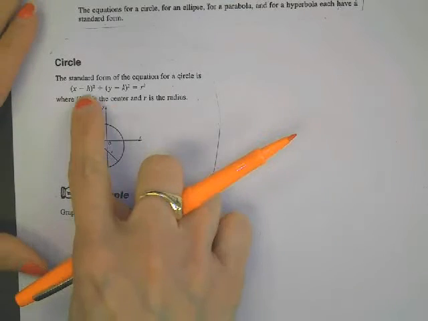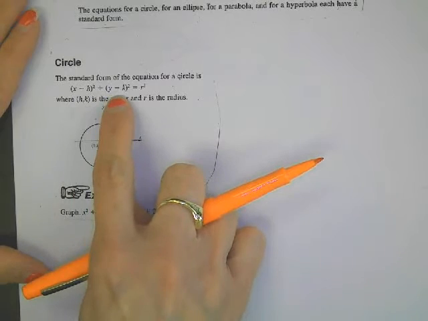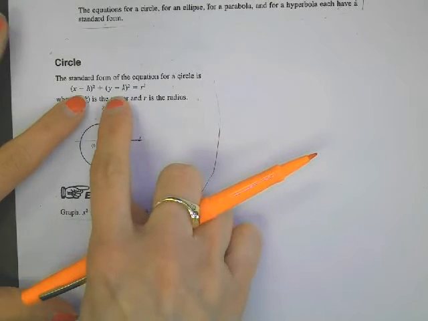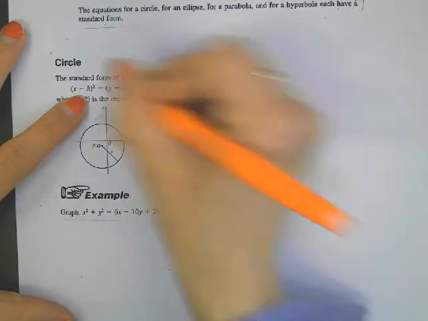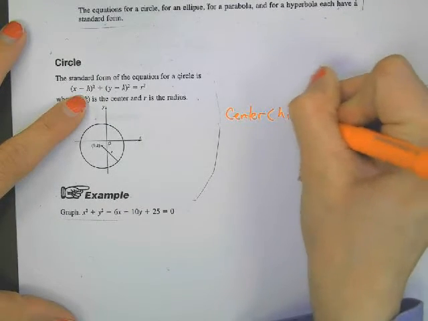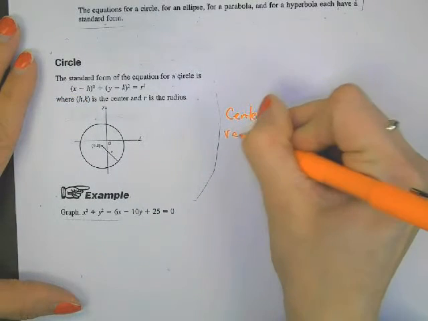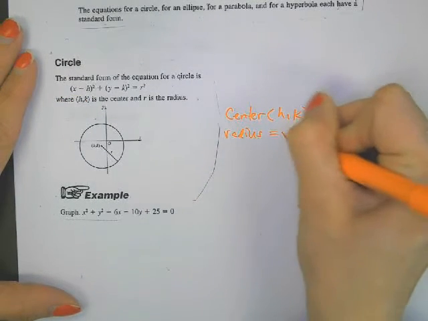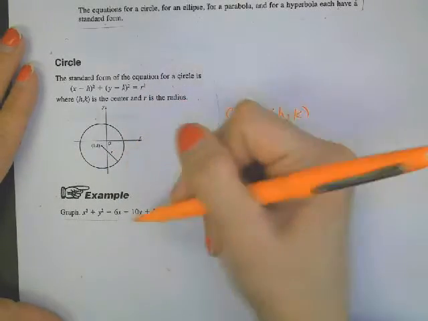Okay, so let's study the first one. The standard form of the equation looks like this: (x minus h) squared plus (y minus k) squared equals r squared. And don't forget to change signs. So you have to know that the center of the circle is (h, k), change signs. And the other important thing to know is that the radius of the circle is r, so you square root the r squared. Okay, and then there's a circle.